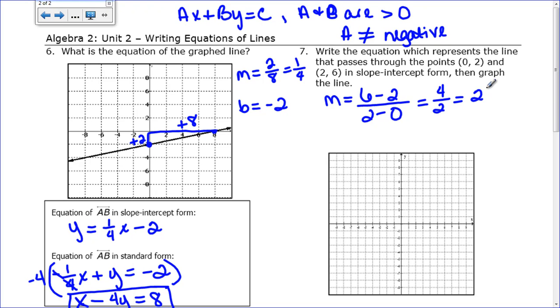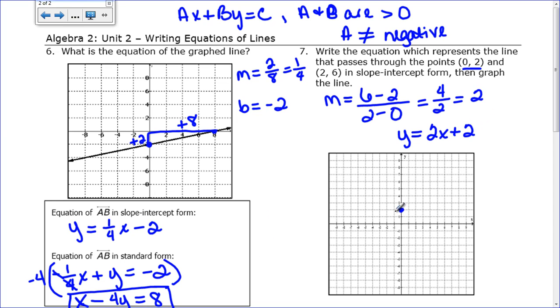I also happen to have my y-intercept. They just didn't say this is the y-intercept. This point 0, 2 is right here, and it's on the y-axis. That's going to be your y-intercept. So my y-intercept is 2. So my slope-intercept form of my equation is 2x plus 2.